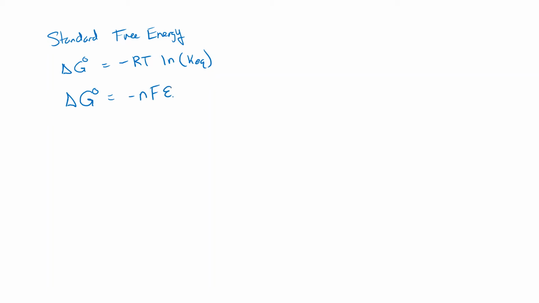negative NF E cell, the standard reduction potential there, right? So this was our electrochemistry version of the same reaction. N is the number of moles of electrons that are traveling, F is the Faraday constant, and then we have our standard reduction potential for the cell. And we all remember how to figure that out: the standard reduction potential for the cell is the reduction potential of the cathode minus the reduction potential of the anode. So that's great. We can figure out the standard free energy.